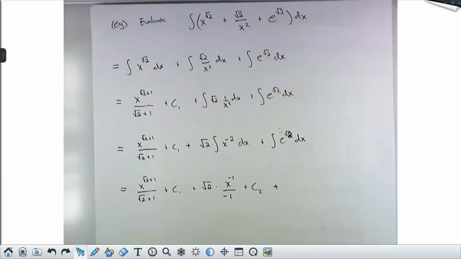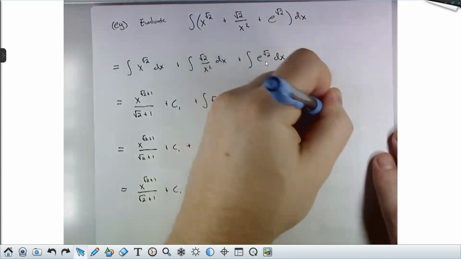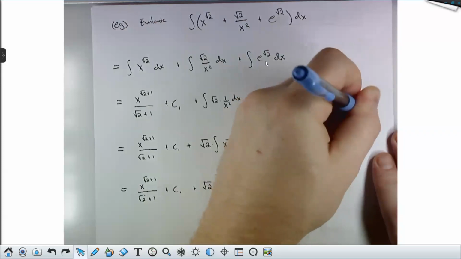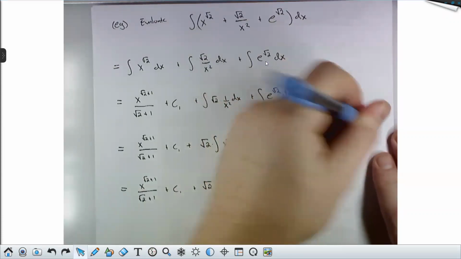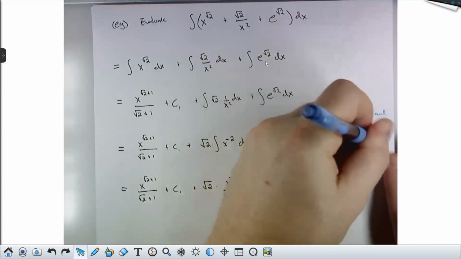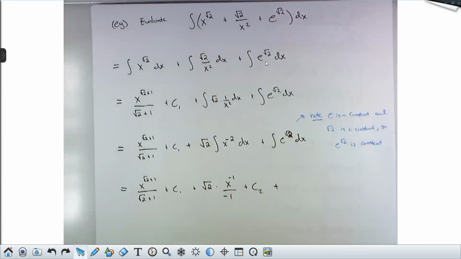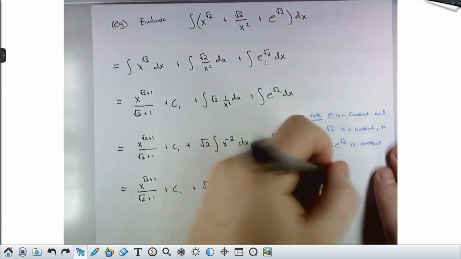What kind of animal is e to the root 2? Isn't it a constant raised to a constant? It is, and that's the sneaky thing here. So you could just pop that out, right? E is a constant and root 2 is a constant. There's no x's anywhere in here. So e to the square root of 2 is itself constant. And what's the integral of a constant function? The constant times x. So here we'll get e to the root 2 times x. I'll write plus c3.